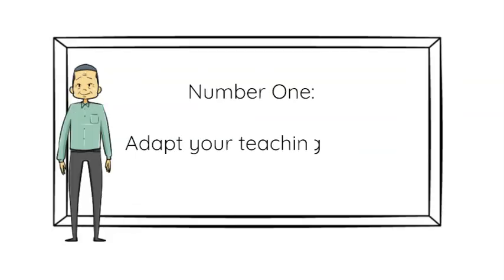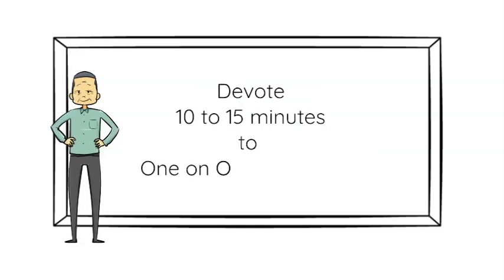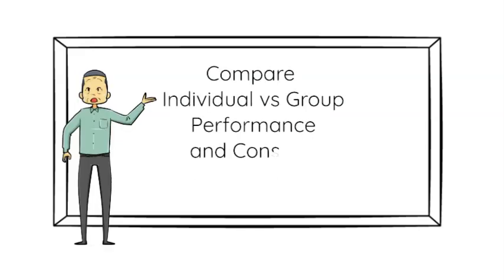Practice number 1. Adapt your teaching style to individual students. Teachers can try to devote a portion of class time for one-on-one instruction. This is a great way to hone in on barriers that keep your students from achieving higher levels of mastery. Learn how each student performs as an individual and within a group setting. You will also need to consider accommodations for students with learning disabilities.